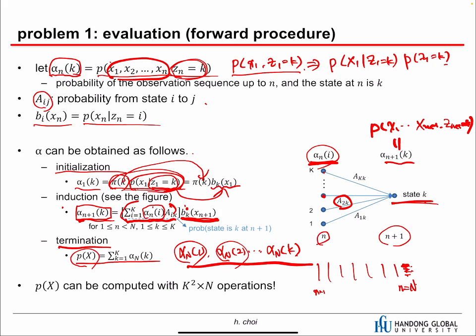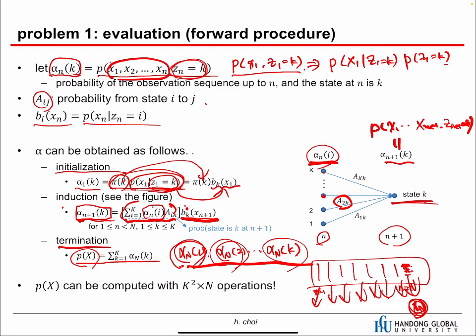I mean, we have a state, and from the state we have an observation, right? When we have a final observation, xn, we don't know which state generates this xn. There's a probability that the first state can generate xn, the second state can generate xn, the third, and the last state can generate xn. So we have to sum all these probabilities to calculate P of X.